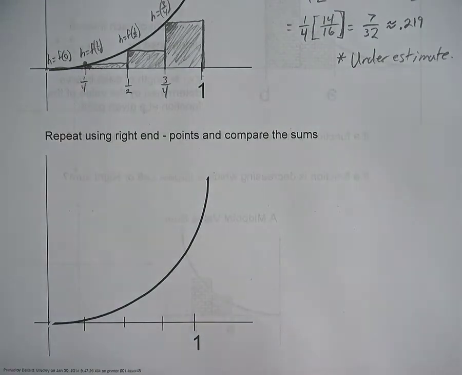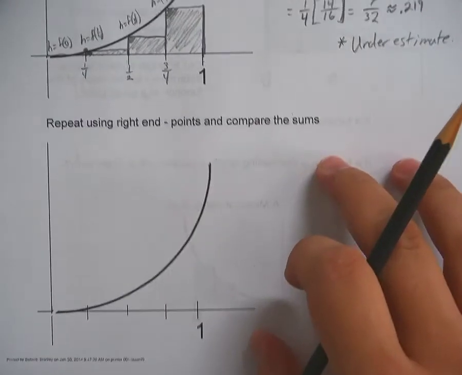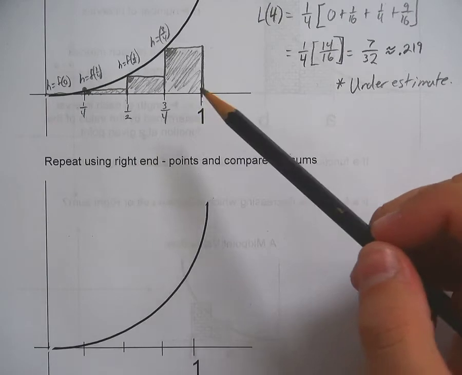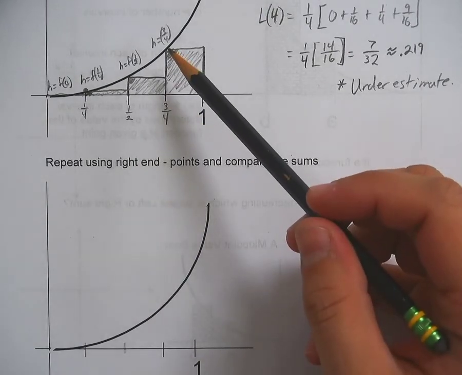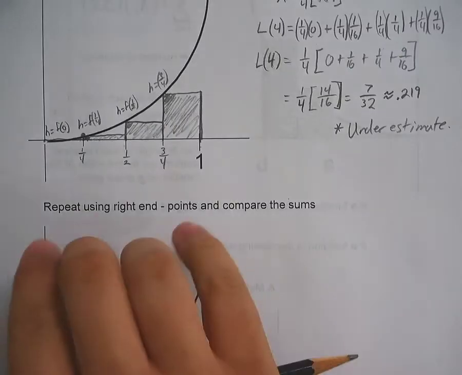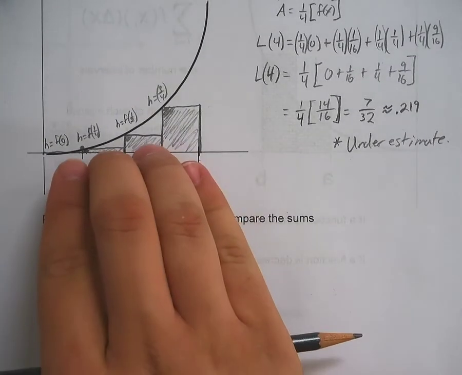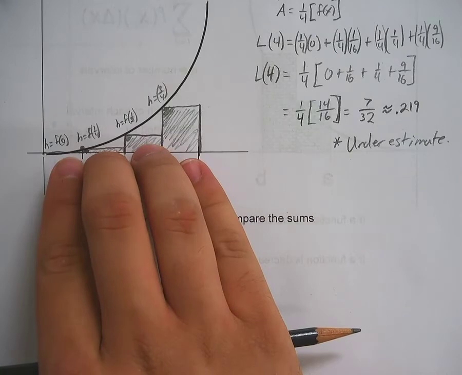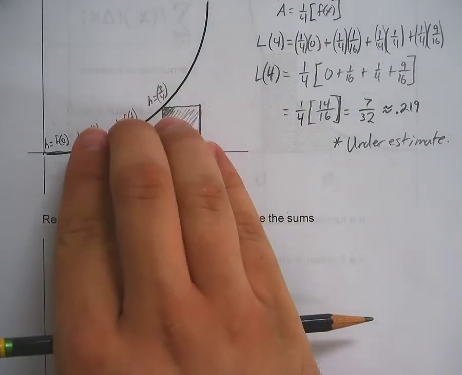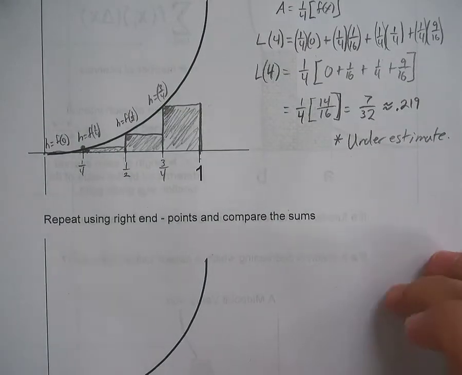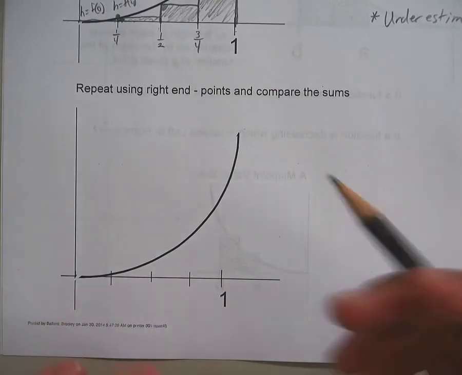Then repeat the process using right endpoints. Now this one's a little bit different. See, on this one, your left endpoint came up and touched the graph here. Now what I'm going to do is raise these 4 bars up. I'm still using just 4. So I'm going to raise these 4 bars up until the right endpoint hits the graph. Here's what it'll look like.